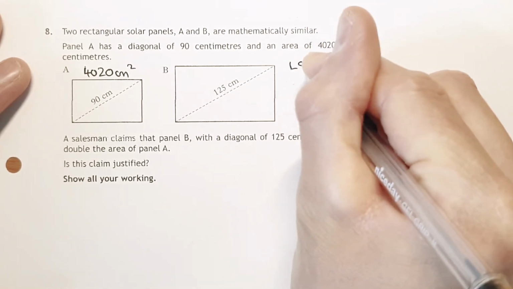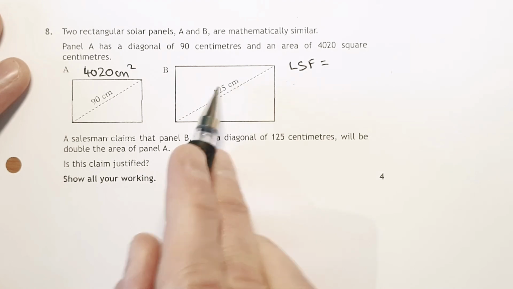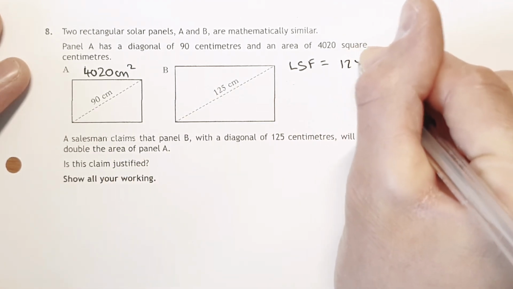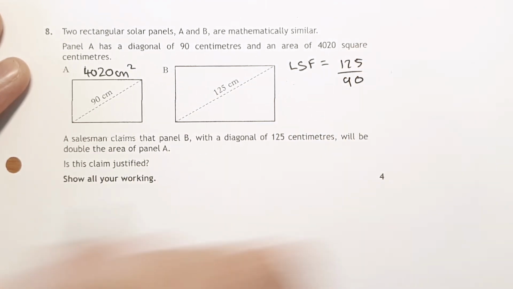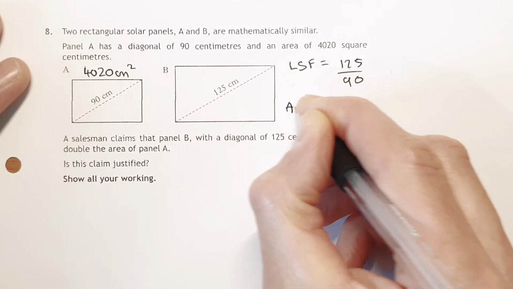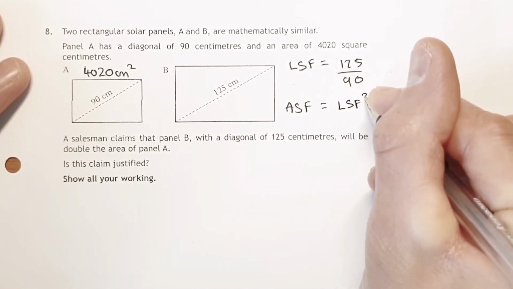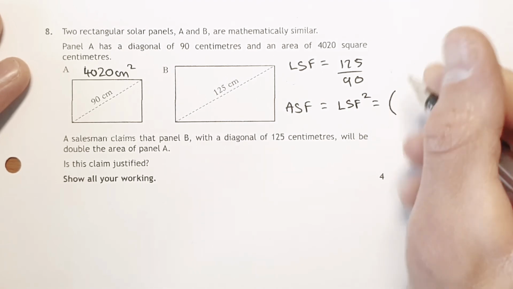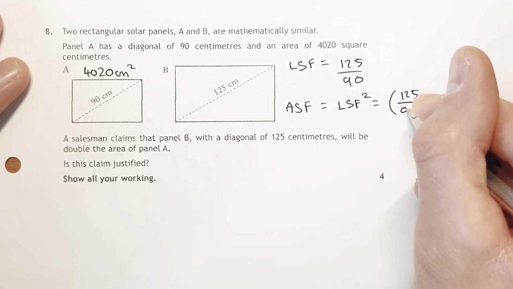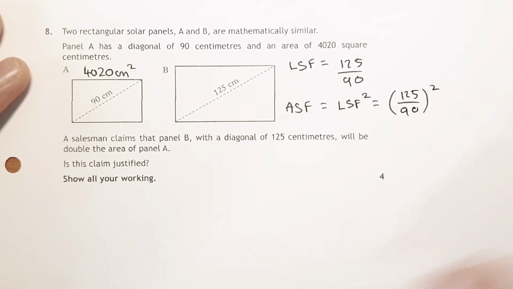So linear scale factor, we're going to take the larger diagonal and divide it by the smaller one. So it's 125 over 90. So that's our linear scale factor. You could simplify it, but you don't have to. Now you have to find the area scale factor. Now that's just the linear scale factor squared. Well, our linear scale factor is 125 over 90, and we're going to square that.